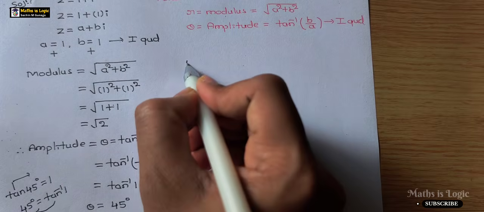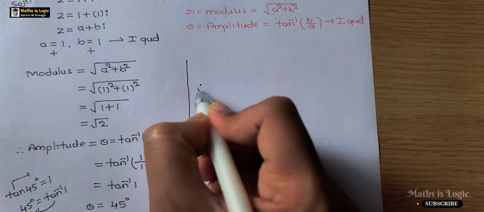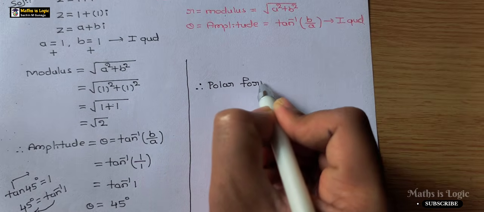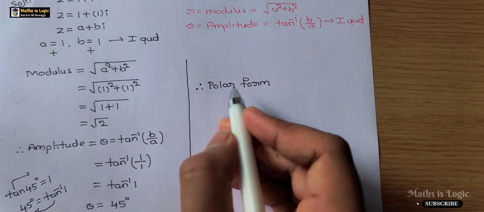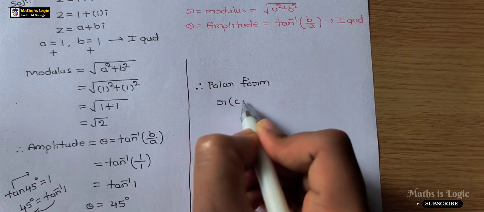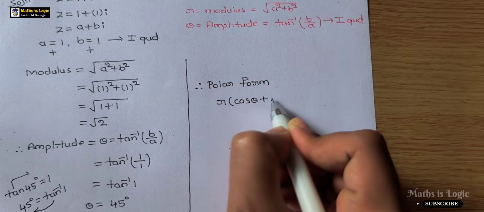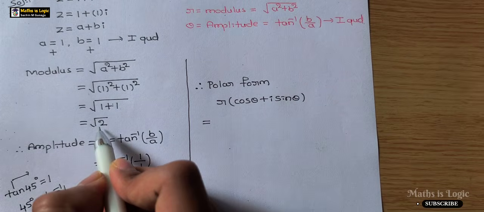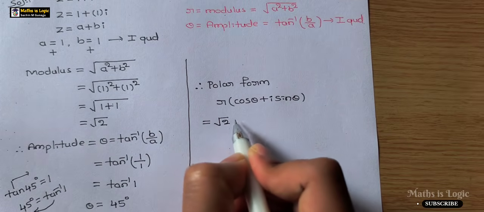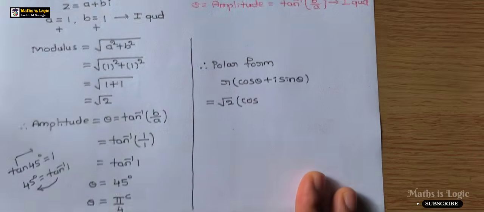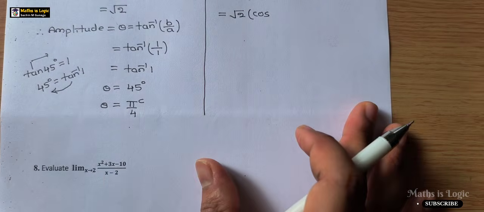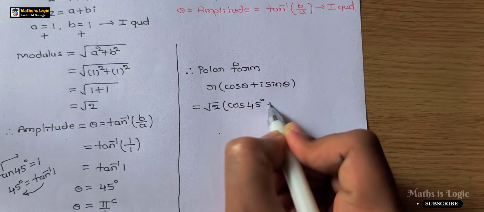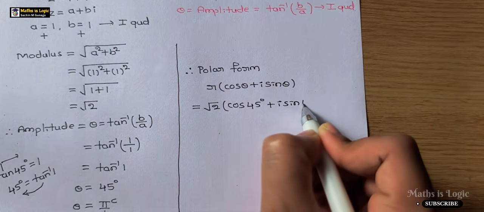Therefore, the polar form of a given complex number is given by r into bracket cos theta plus i sin theta. Substitute: r is root 2 into cos theta. Theta is 45 degrees. So cos 45 degrees plus i sin 45 degrees.